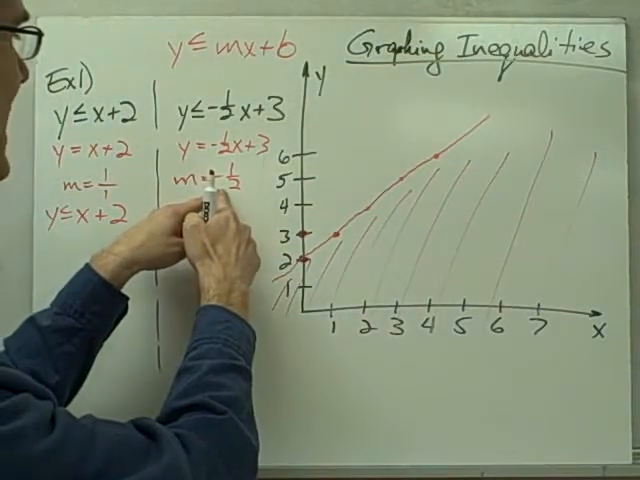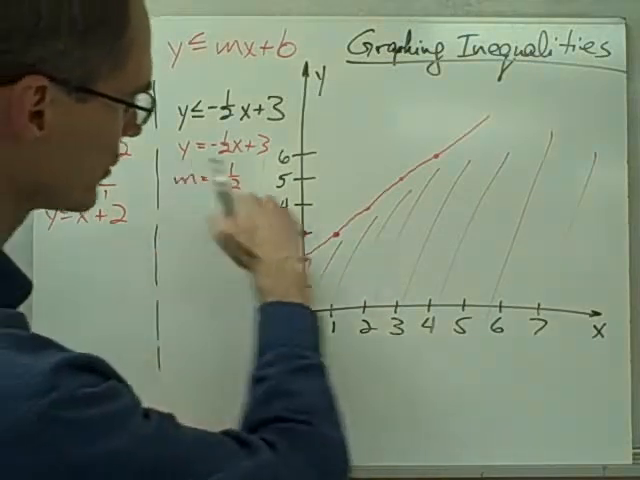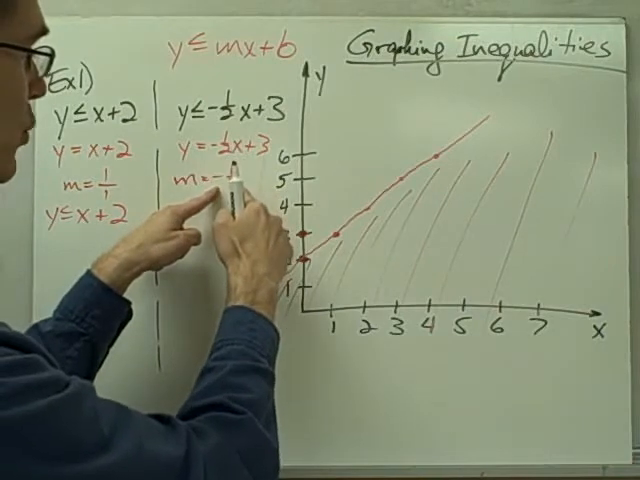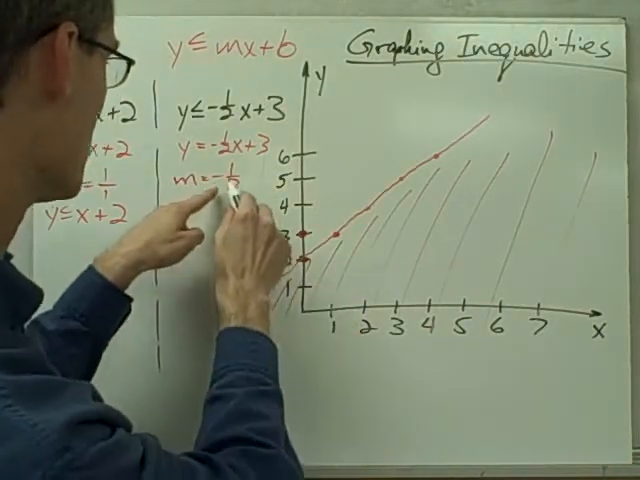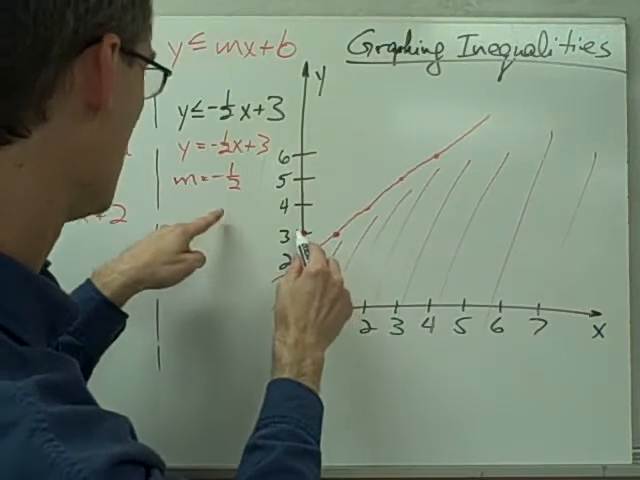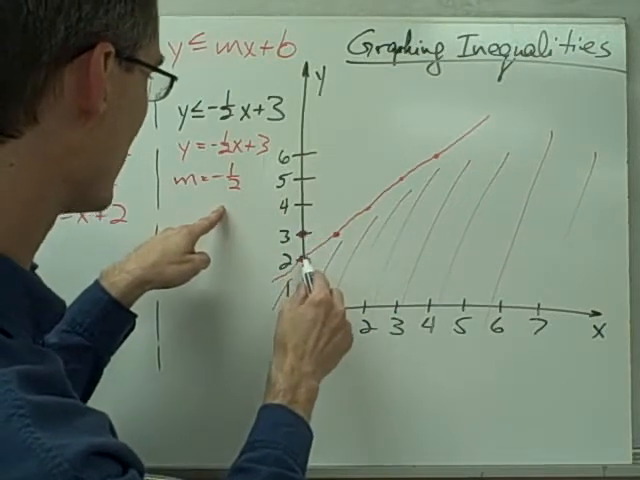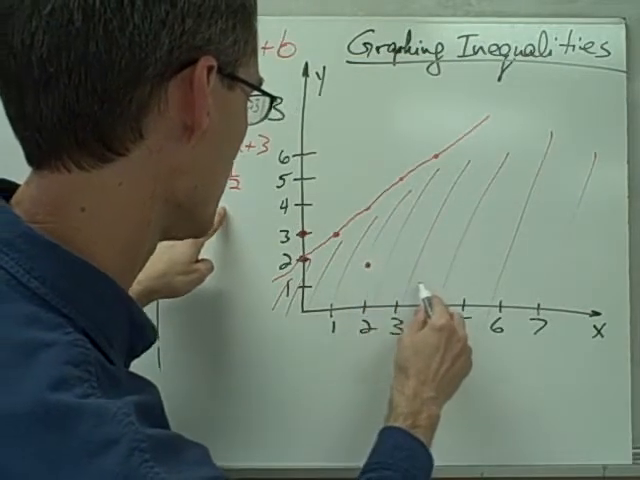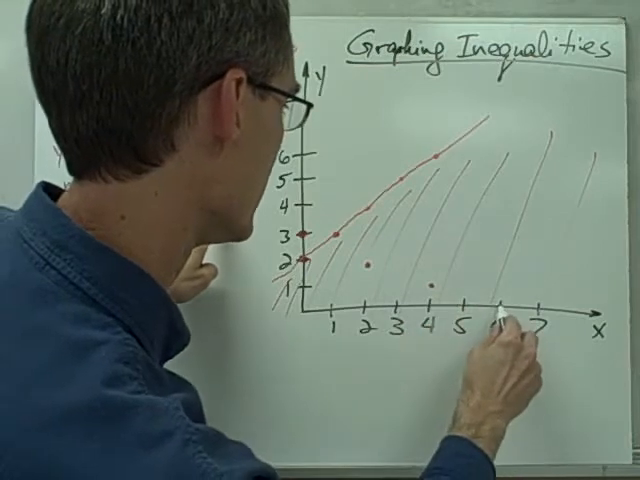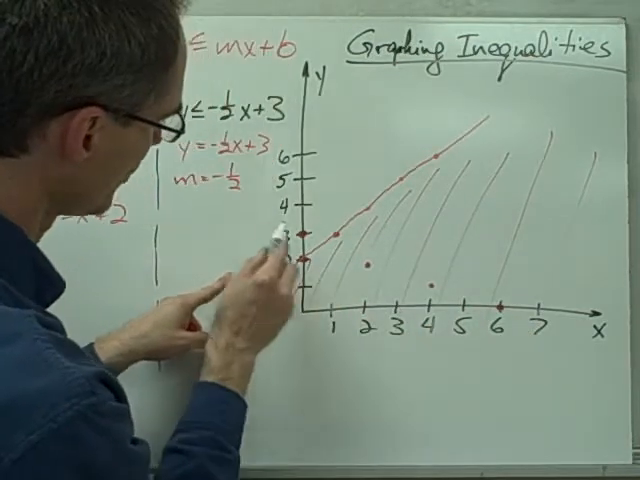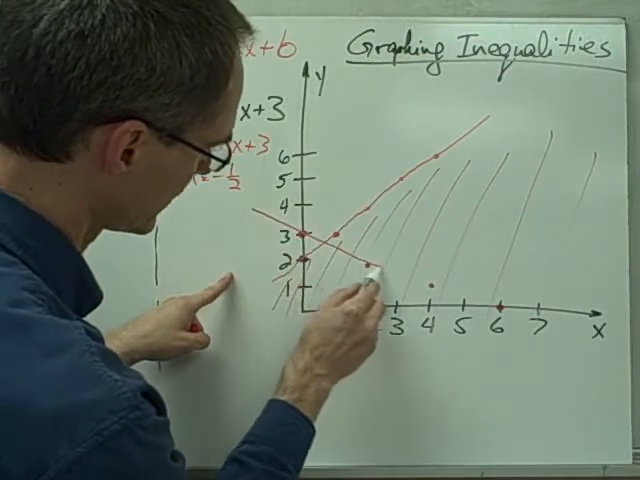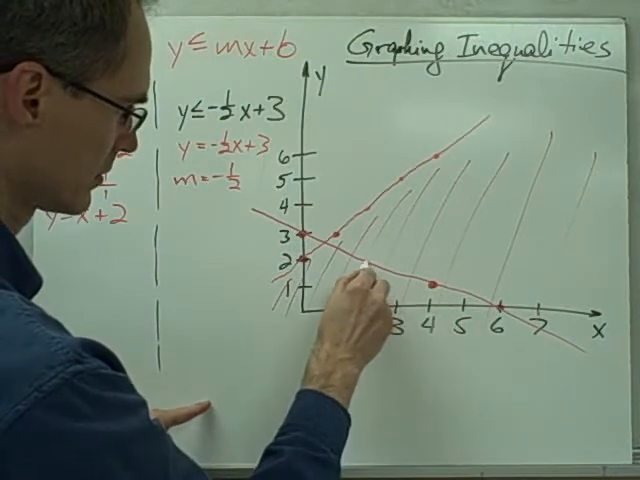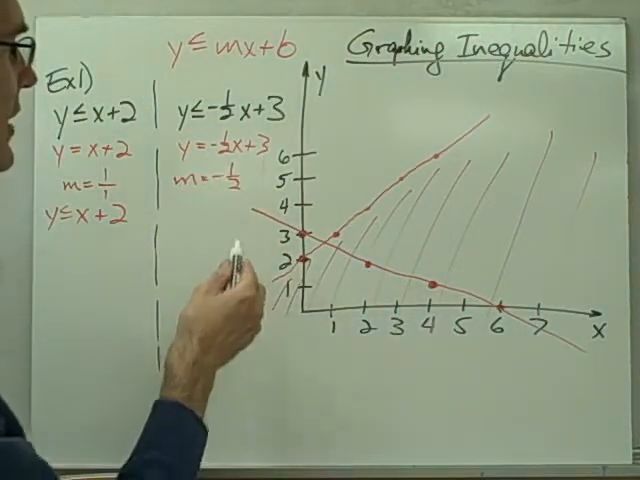My slope now is negative 1/2, which means I'm going to have a line that goes down. My rise over run, my slope, is 1 over 2. Now it's negative, so I'm going to be going down 1 and over 2, which gives me a point right here. I go down 1 and over 2, down 1 and over 2. So here I have some points that are on this line, and I connect up these points. And here's the equation of my line, y equals negative 1/2 x plus 3.